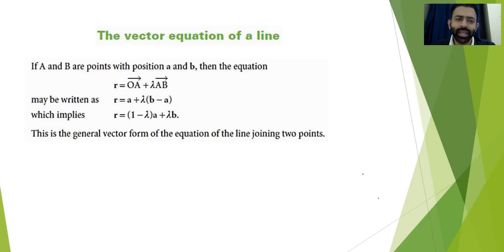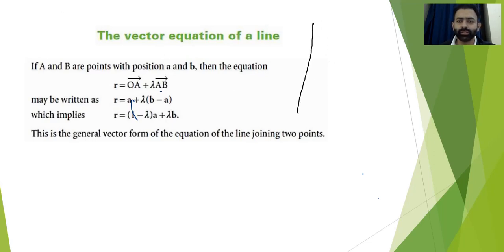It says that if A and B are two points with position vectors A and B, then the equation r is equal to OA plus lambda times AB is the general vector form of the equation of the line joining two points. Meaning, let us say we have two points.